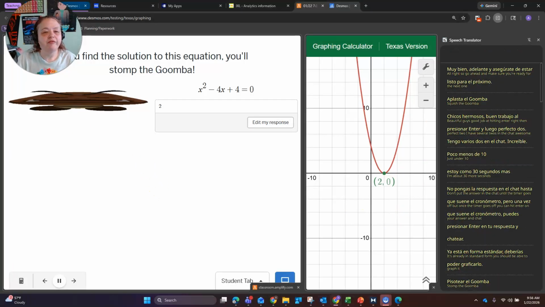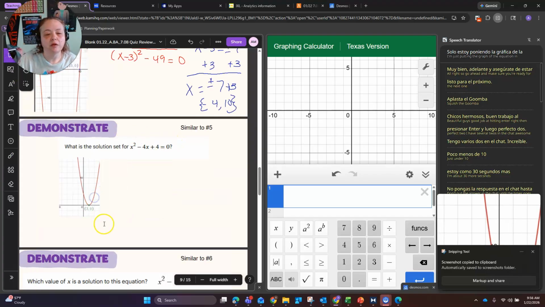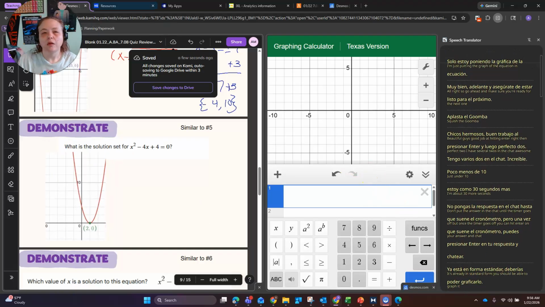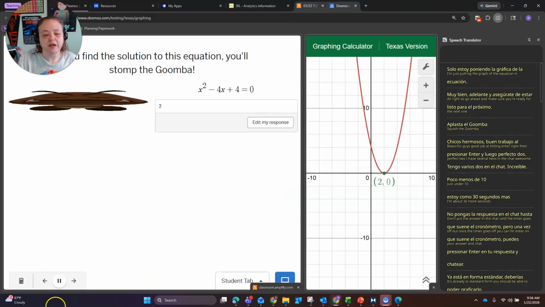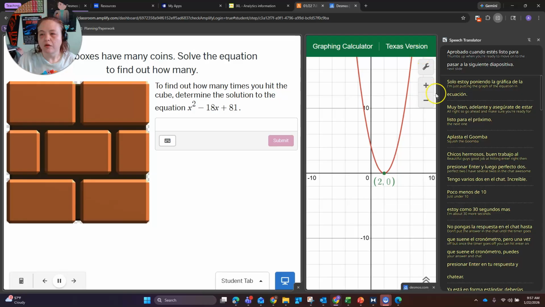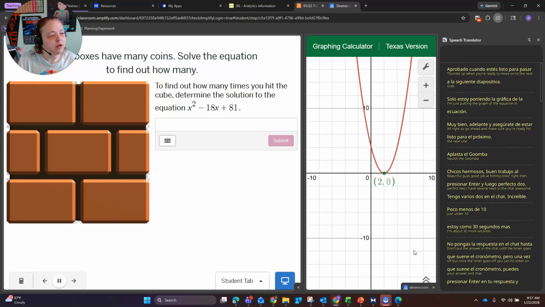I'm just putting the graph of the equation into the notes. Thumbs up when you're ready to move on to the next slide. Thank you, guys. Awesome, awesome.